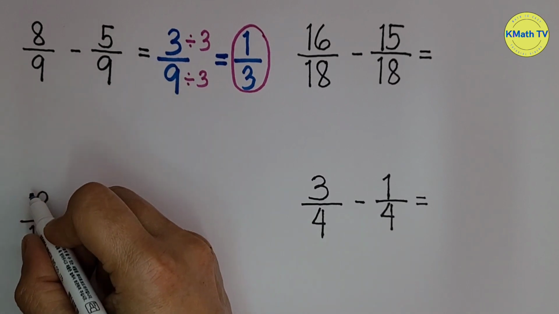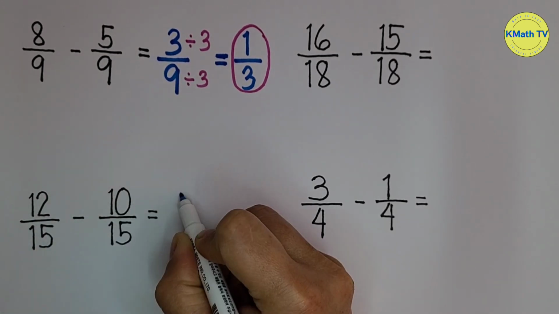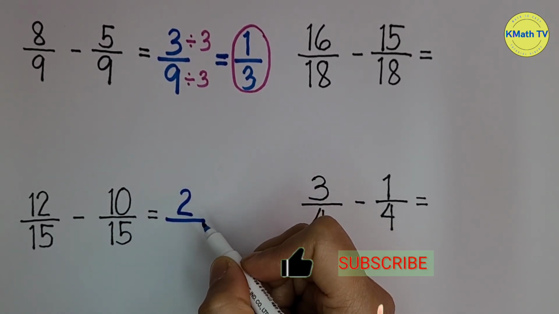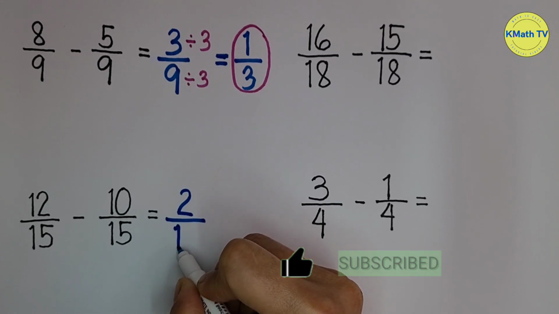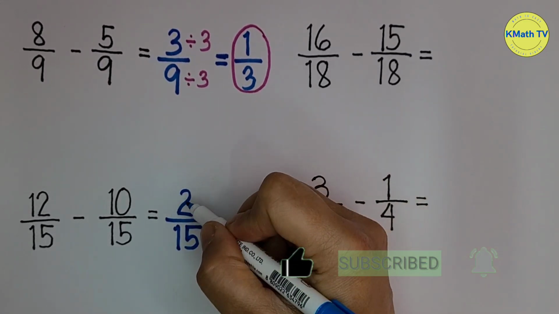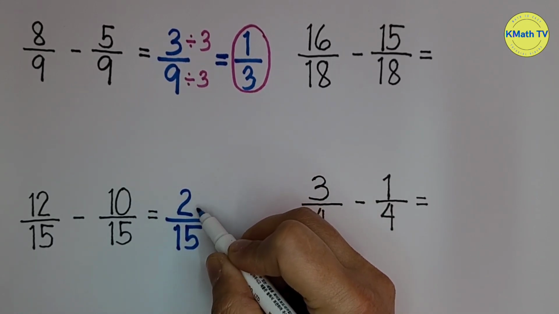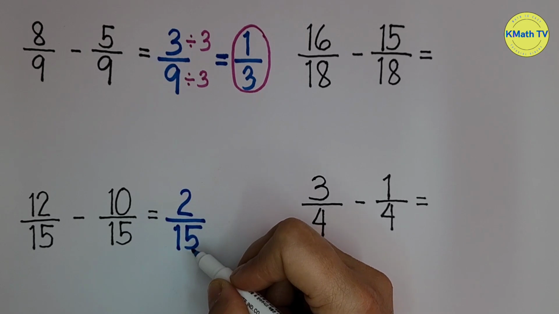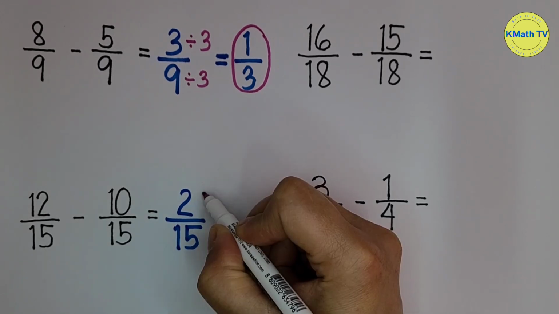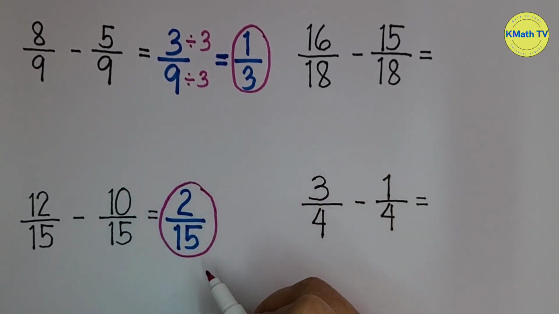Just subtract the numerators. 12 minus 10 equals 2. Then, copy the common denominator, 15. The answer is 2/15. It is already in lowest term because the numerator 2 and the denominator 15 do not have other common factor aside from 1. So, this is now the final answer.